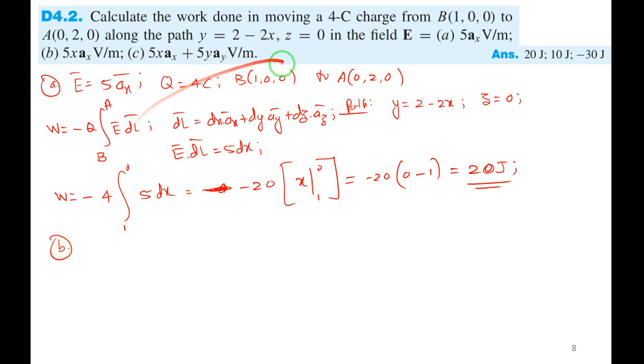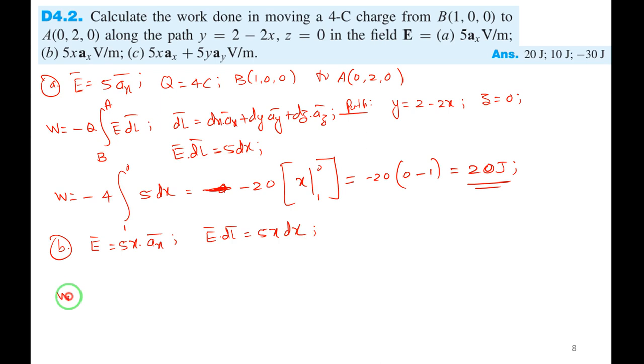So part B, what E is given? E is 5x into AX. Then DL is the same as this one: DL is equal to dx AX plus dy AY plus dz AZ. Next we'll find E dot DL, because I want E dot DL. AX dot AX will be 1, so 5x dx. AY, AZ are absent, so if I multiply also I'll get 0. So I'm getting E dot DL as 5x dx.